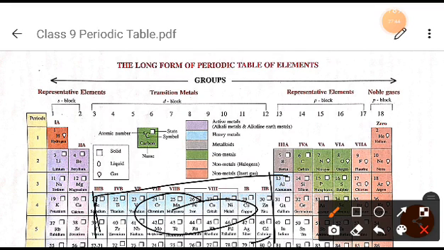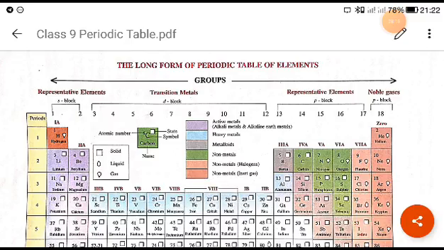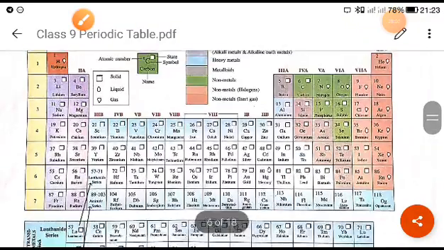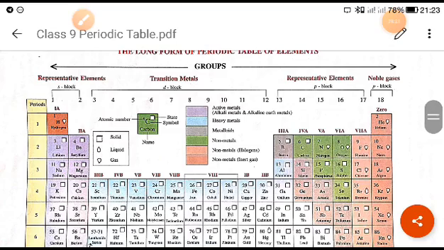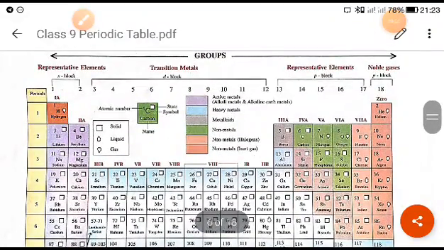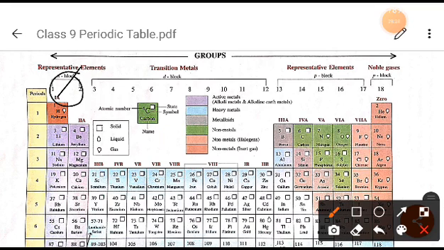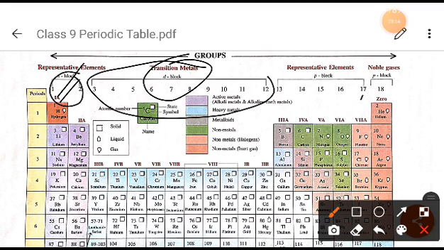Now most of these elements exhibit variable valency, they will have variable valencies. And most of these elements form colored ions and colored compounds, right? Now next is the inner transition elements, which are called the F block. As you can see, the F block is this one. Now again, one more thing, you will see that groups 1 and 2 are called the S block, right? And groups 3 to 12 are called the D block elements. And 13 to 18 are called the P block elements.